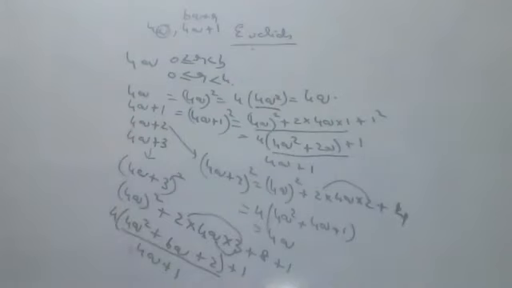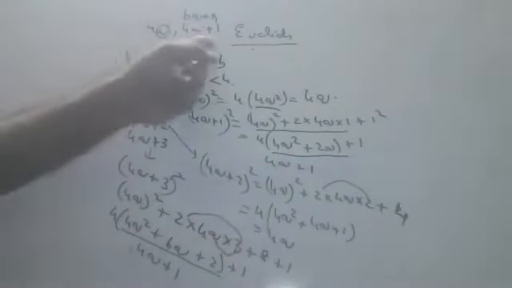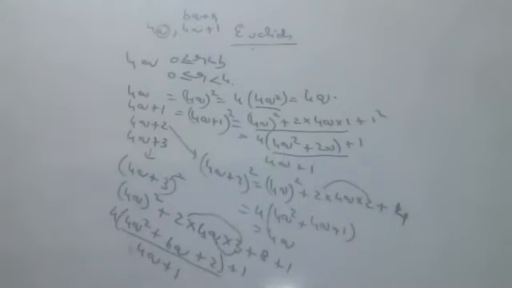So all are in what terms, children? Either 4q or 4q plus 1. That's what he asked, no? Like this we have to do, children. Okay. Next one. What is the next question, children?